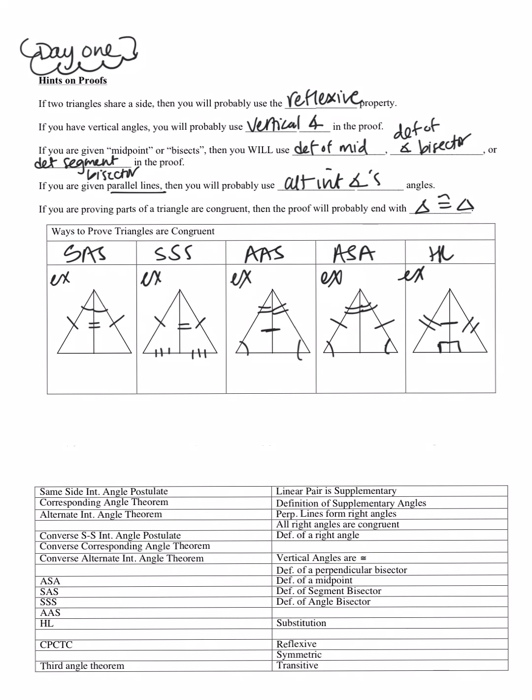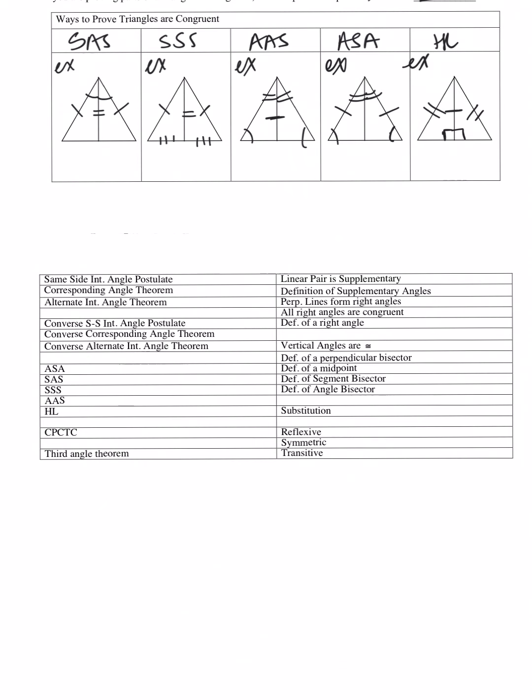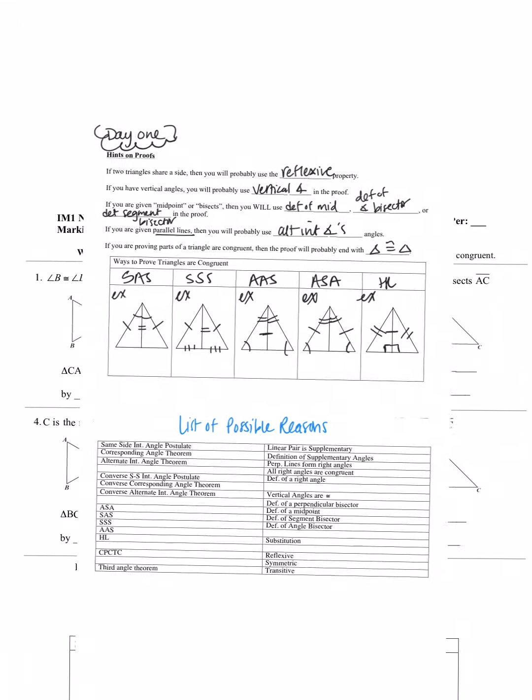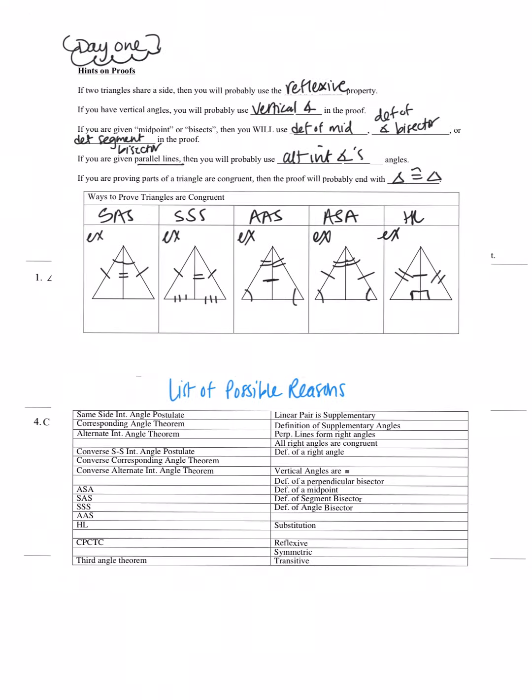If at any point in time you're doing a proof and you get confused about what reasons to use, this is a very important resource. This is a list of all possible reasons. So from day 1 notes, we want to just keep these 2 important resources at our disposal in case we need them: a list of all possible reasons and just an idea about what you're going to use. Depending on what you're given is going to tell us what we use in the proof.